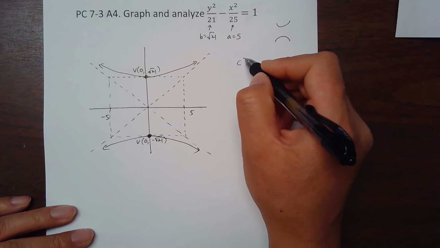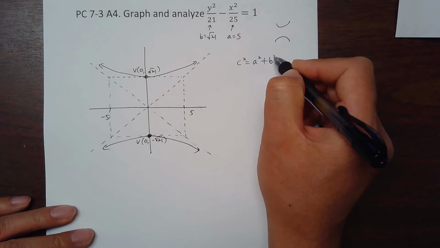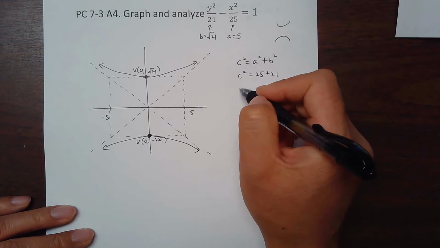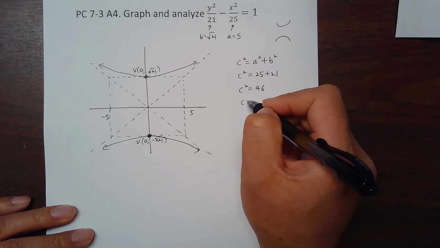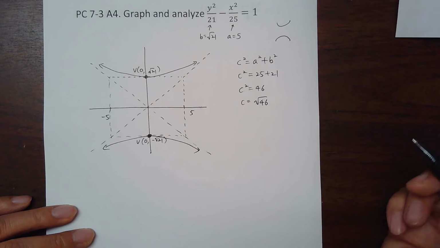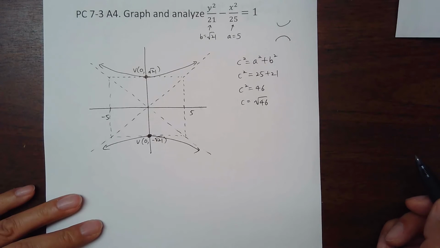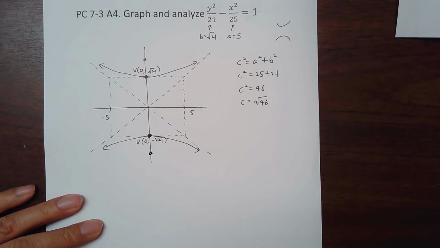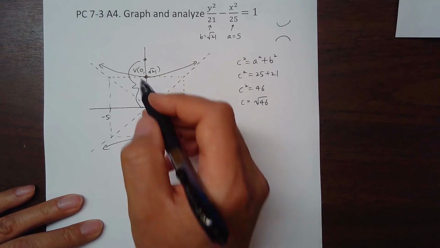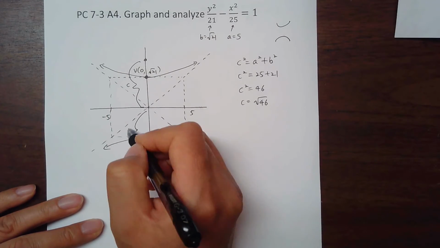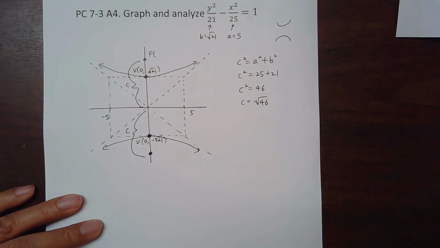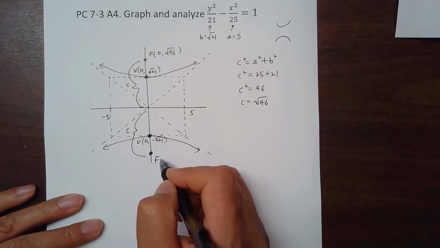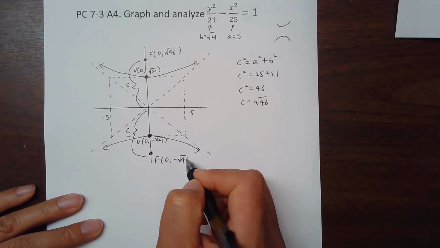And let's calculate c. c squared equals a squared plus b squared. So c squared equals 25 plus 21. c squared equals 46. c equals square root of 46. So the foci will be located somewhere over here, and that distance will be c. So you've got the foci right here, 0, square root of 46. Foci here, 0, minus square root of 46.